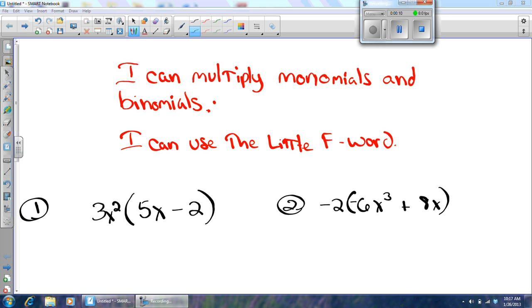Today, you'll be able to say I can multiply monomials and binomials. You can also say I can use the little F word. What did he just say? Don't worry about it, Mom and Dad. It's totally clean, it's totally appropriate, and it's totally math. I'll teach you about a little F word in just a minute.